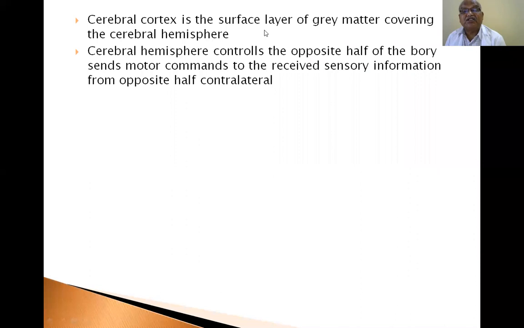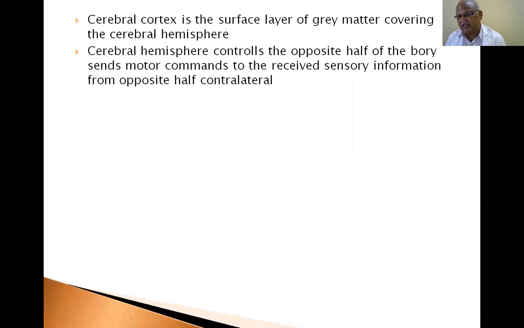The cerebral cortex is the surface layer of gray matter covering the cerebral hemisphere. Each cerebral hemisphere controls the opposite half of the body, sends motor commands to it, and receives sensory information from it, that is, contralateral. Because all the sensations you receive go to the opposite sensory cortex, and whatever commands come from the cerebral cortex go to the opposite half of the body.